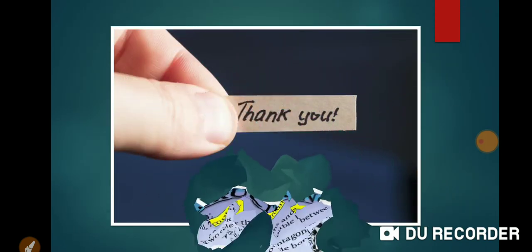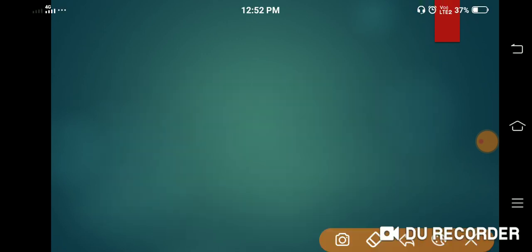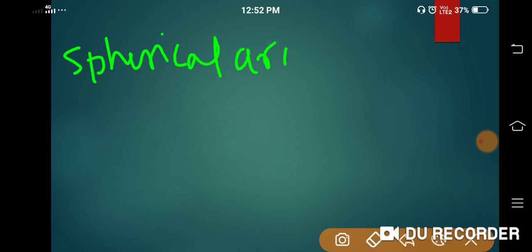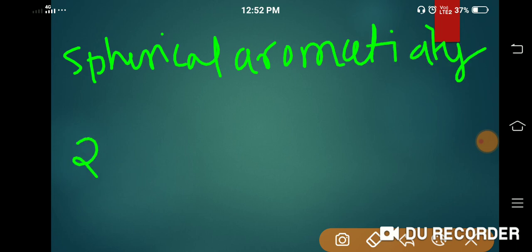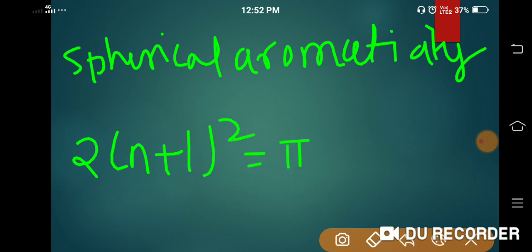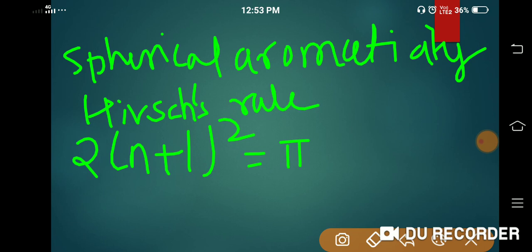The fullerene is spherical. Fullerene shows spherical aromaticity, and the criterion for spherical aromaticity is 2(n+1)² pi electrons. This rule was invented by Hirsch and is termed the Hirsch rule. This rule is applicable for compounds up to 50 pi electrons only.